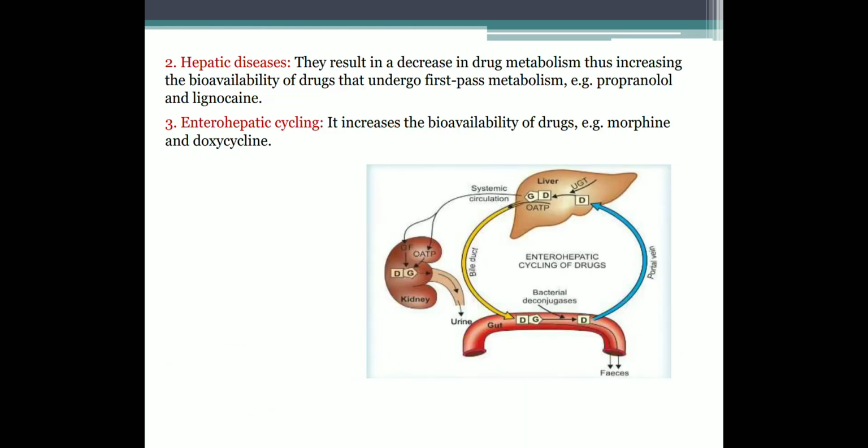The second factor affecting the bioavailability of the drug is hepatic disease. Every drug gets metabolized, or biotransformed, in the liver, so if there is hepatic disease, it may affect drug metabolism. It results in a decrease in drug metabolism, thus increasing the bioavailability of drugs that undergo first pass metabolism, for example propranolol and lignocaine. And last is enterohepatic cycling. It increases the bioavailability of drugs, for example morphine and doxycycline.